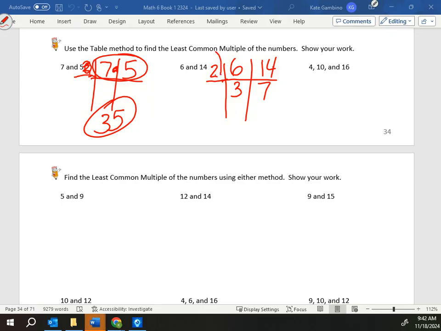So remember, least common multiple, I make my L. And I multiply everything in that L. So everything on the left and the bottom row. So it's different than the greatest common factor. Greatest common factor, you just multiply the stuff you pulled out. Least common multiple, you make your L, and you multiply everything in the L. Any questions on that one? All right.